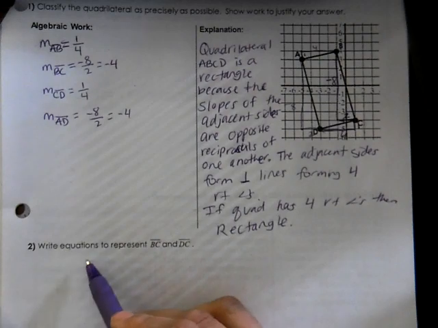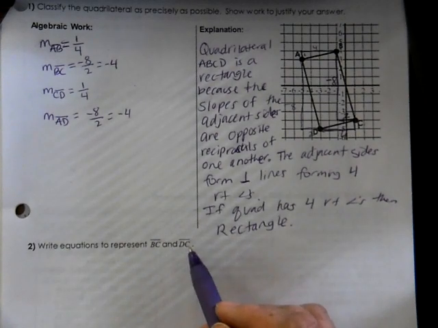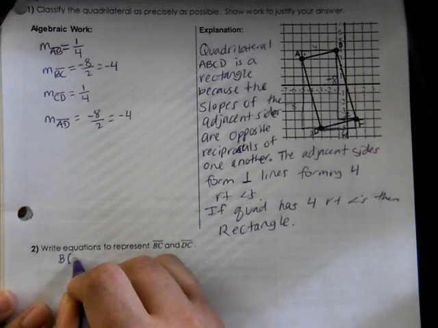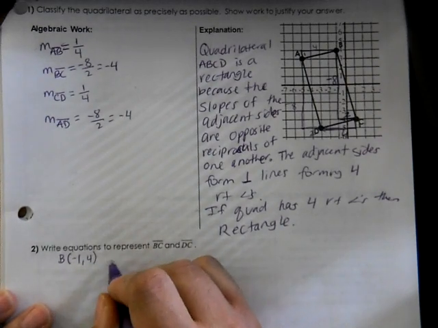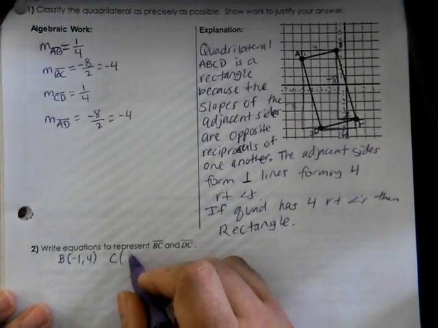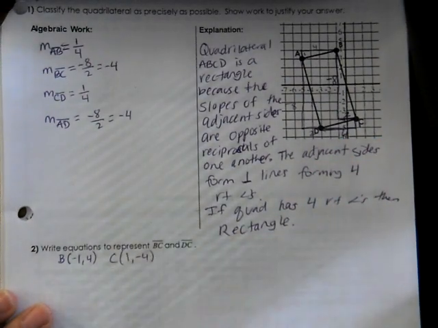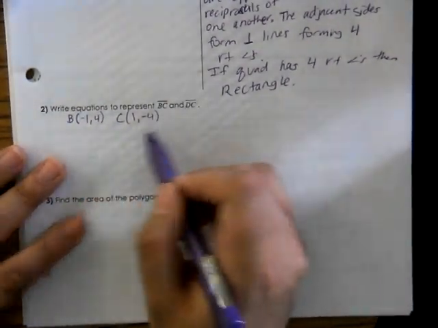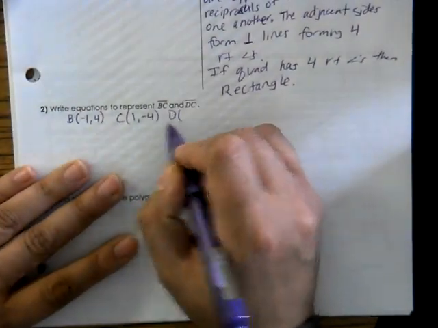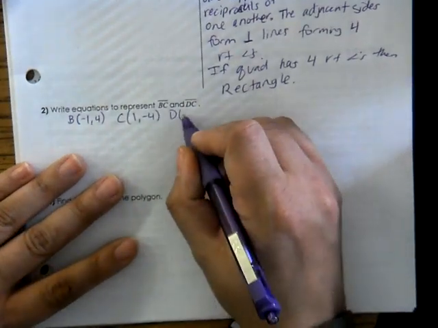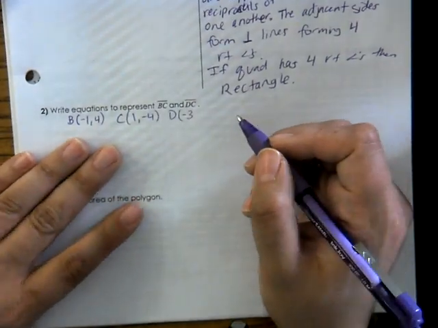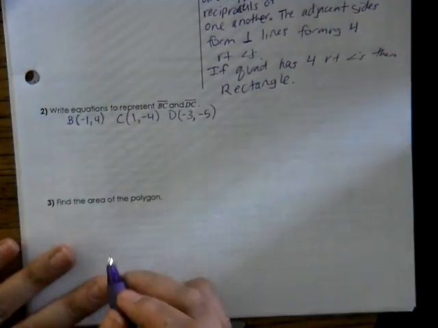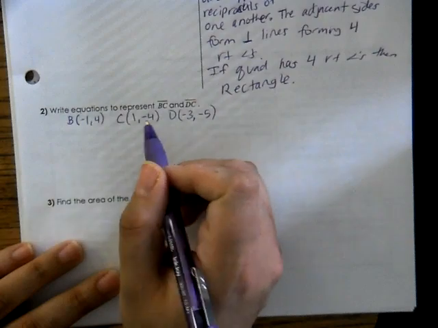Okay, number 2 talks about writing equations to represent these 2 segments for BC and for DC. And so I wrote out the coordinates for myself just so it would make it easy to find the equations. They are up at the top with the graph, but here are all of the coordinates. So for just B, C, and D, because those are the ones that we're working with here. We don't really need to mention A right now. So B was (-1, 4), C is (1, -4), and (-3, -5) for D. Okay, so then in order to write the equations, I need their slope.